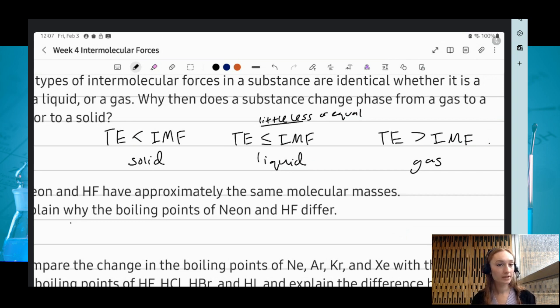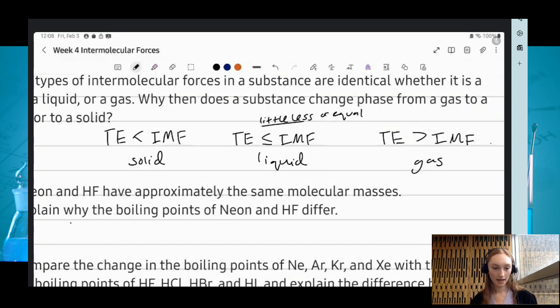So now let's work with an example. I can leave this up if you're still working on it. But the next one asks, neon and HF have approximately the same molecular masses. A, explain why the boiling points of neon and HF differ.